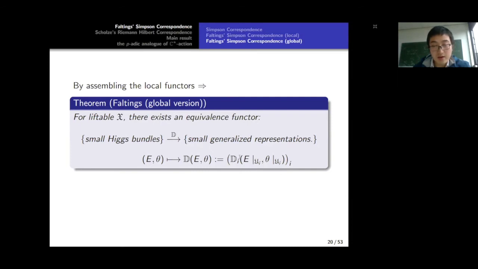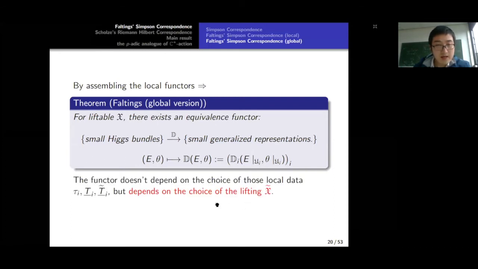And the gluing automorphism is just given as before. Because for different choices of local data, there exists a canonical isomorphism. So we can use those isomorphisms to glue this one. Okay.